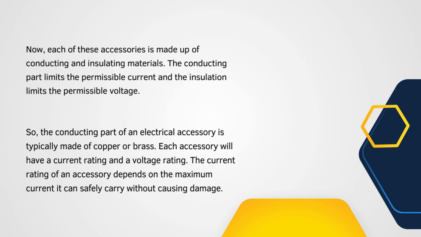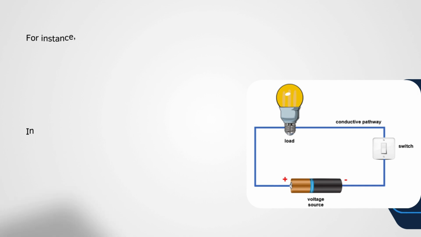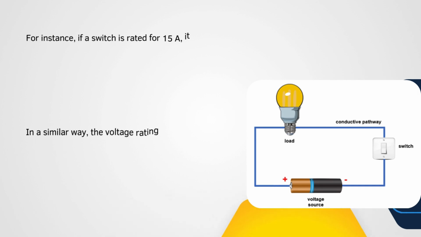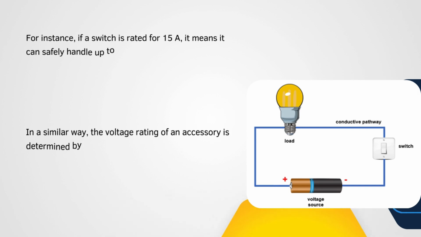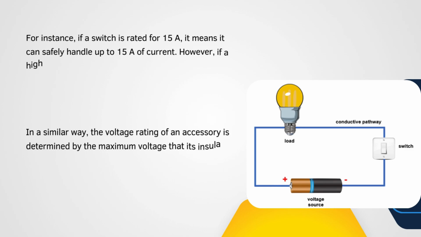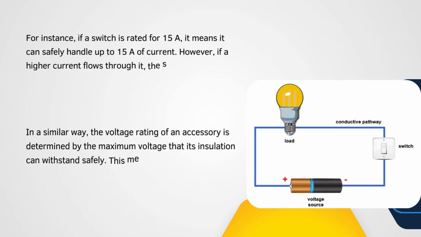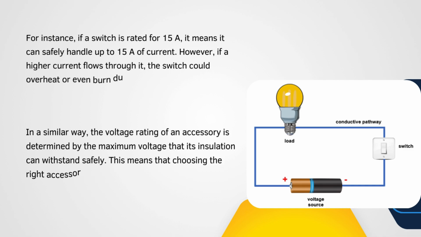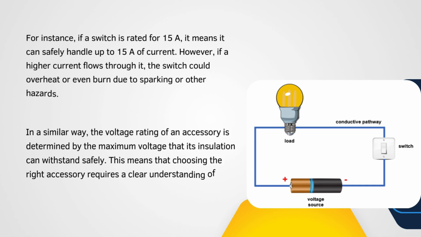Each accessory will have a current rating and a voltage rating. The current rating of an accessory depends on the maximum current it can safely carry without causing damage. For instance, if a switch is rated for 15 amperes, it means it can safely handle up to 15 amperes of current. However, if a higher current flows through it, the switch could overheat or even burn. This is due to sparking or other hazards.